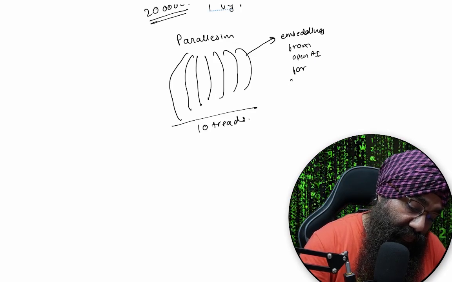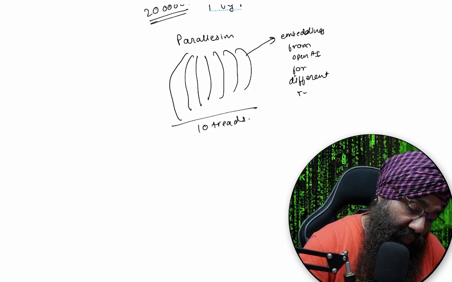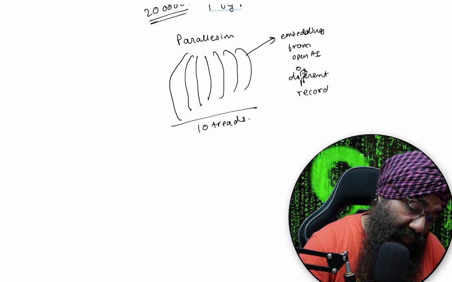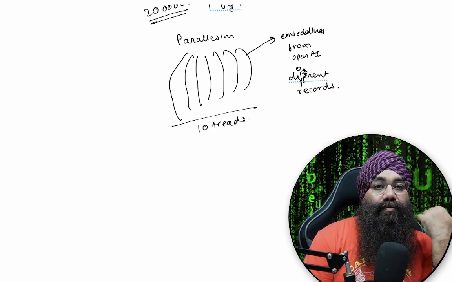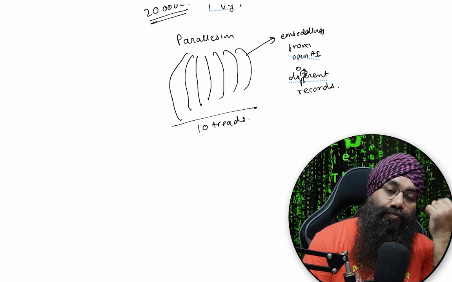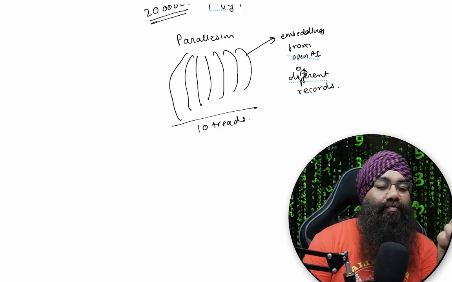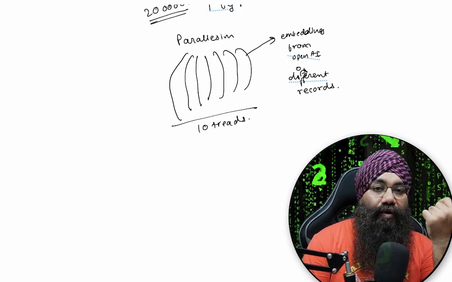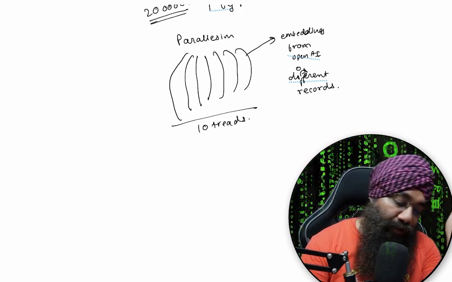You will receive the embeddings from OpenAI for all the different products, all the different records that you have sent, in parallel. Okay, so how many parallel threads can you run? How many parallel requests can you send at a time? This is an important point to be considered. How much parallelism can you introduce in your system?